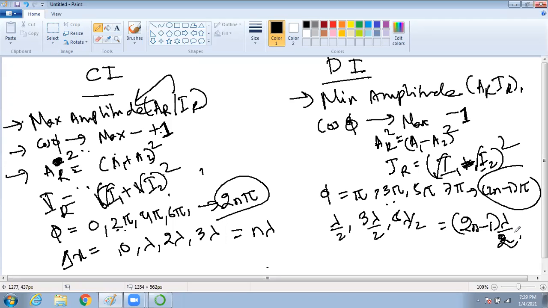All of you clear? Your fundamentals are clear or not? Wave optics. Just studying wave optics, nothing. You have to understand how it comes, how things are coming, what is intensity.